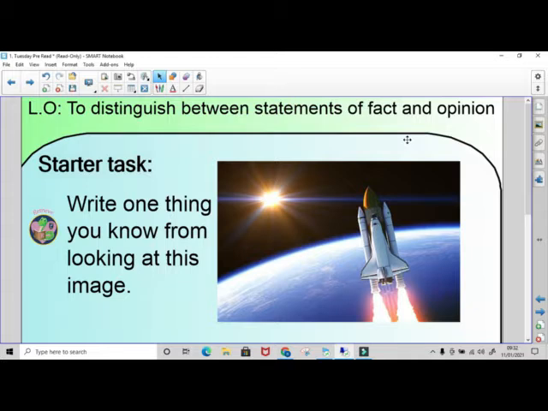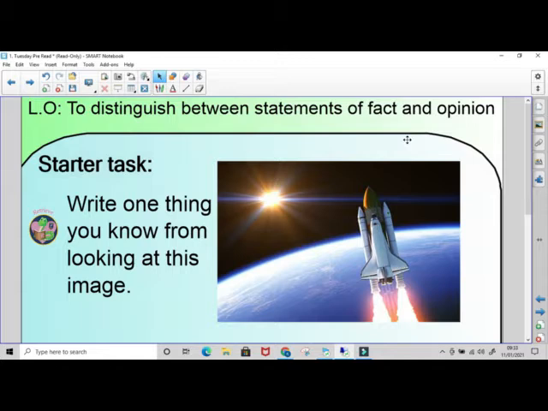Okay, so our objective today and across the next couple of lessons after today is to distinguish between statements of fact and opinion. If we're evaluating a text, being able to pull out what we know to be a reliable fact and what might just be someone's opinion, however persuasive it may be, is a very important comprehension skill. And distinguish means to be able to tell the difference between the two in this example.